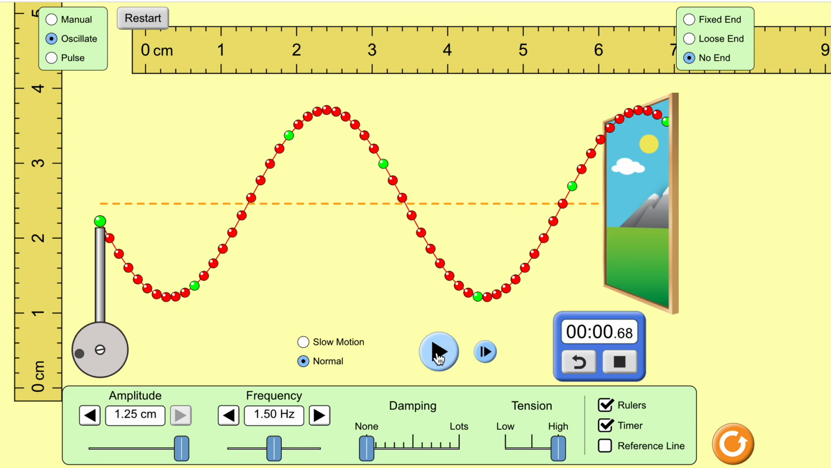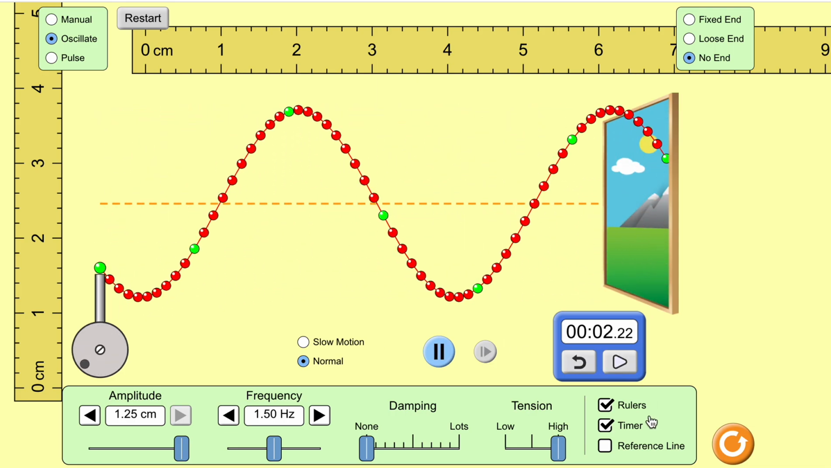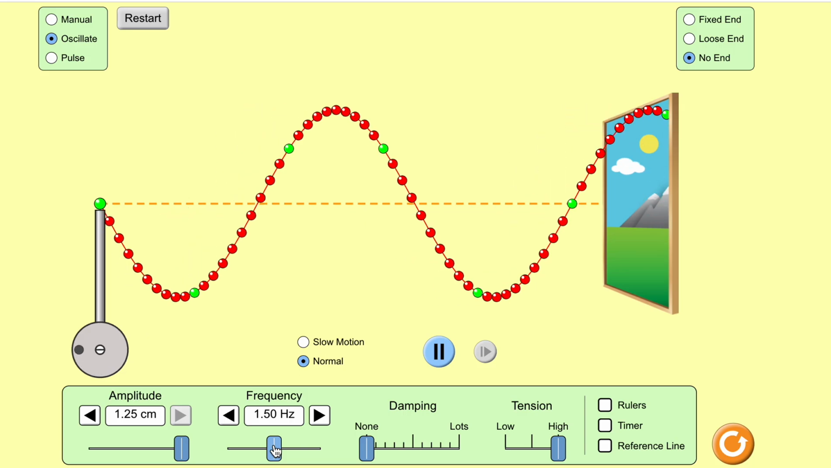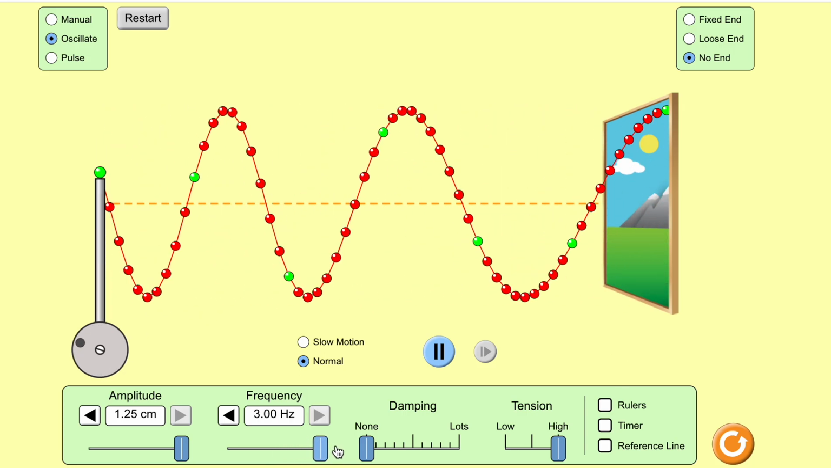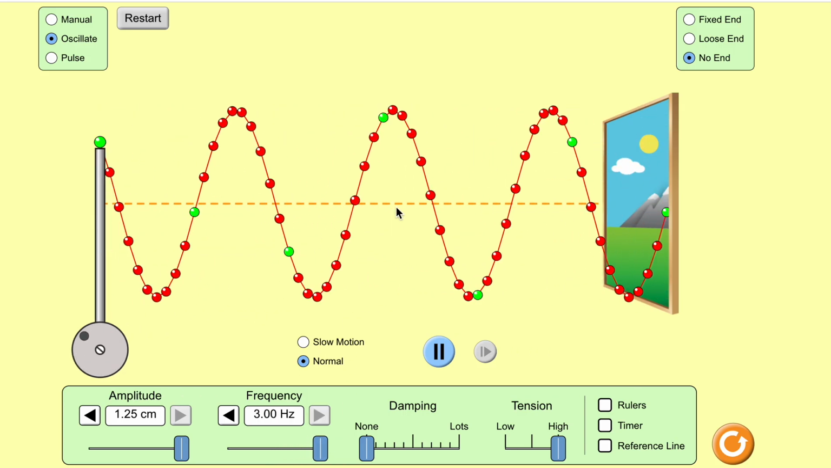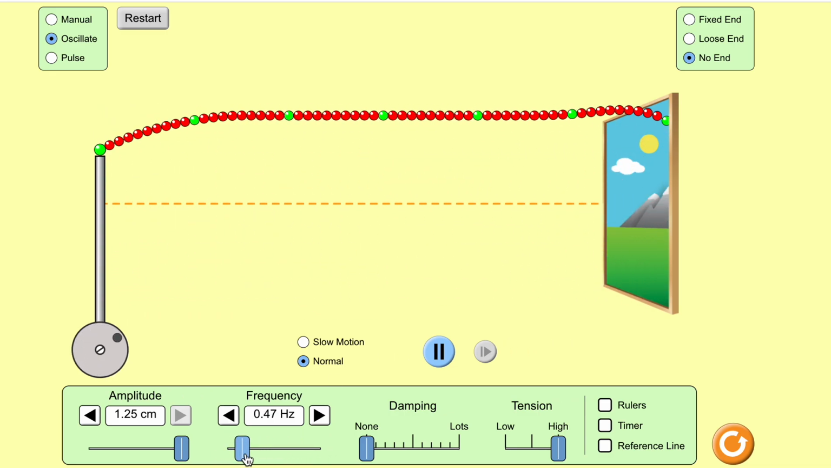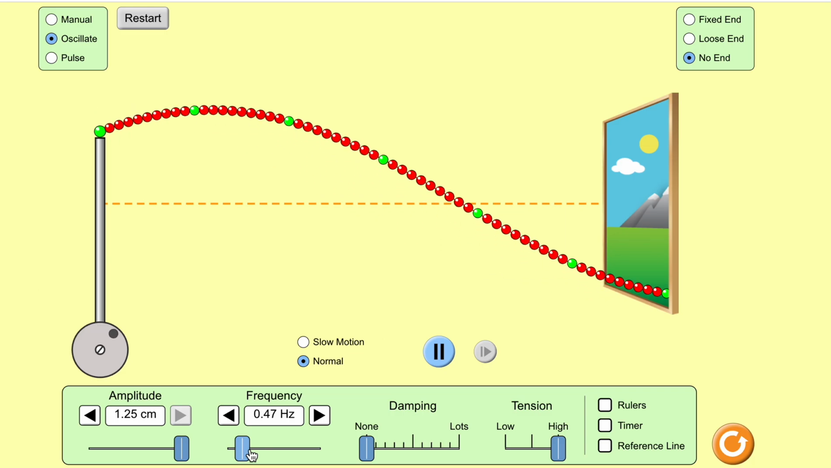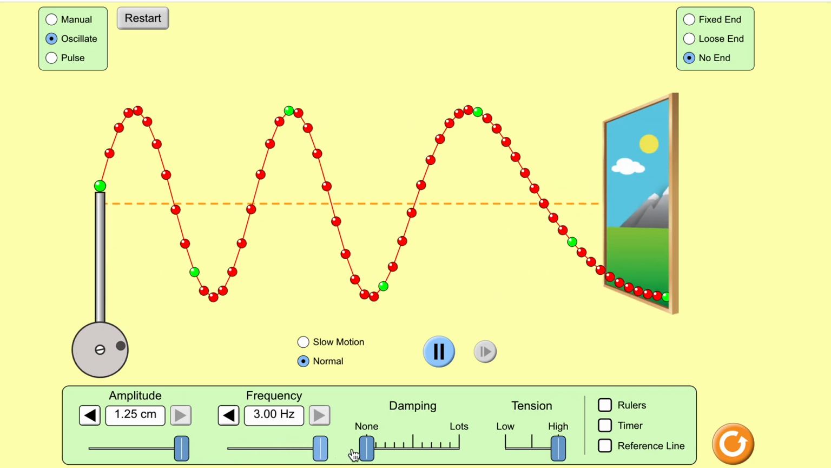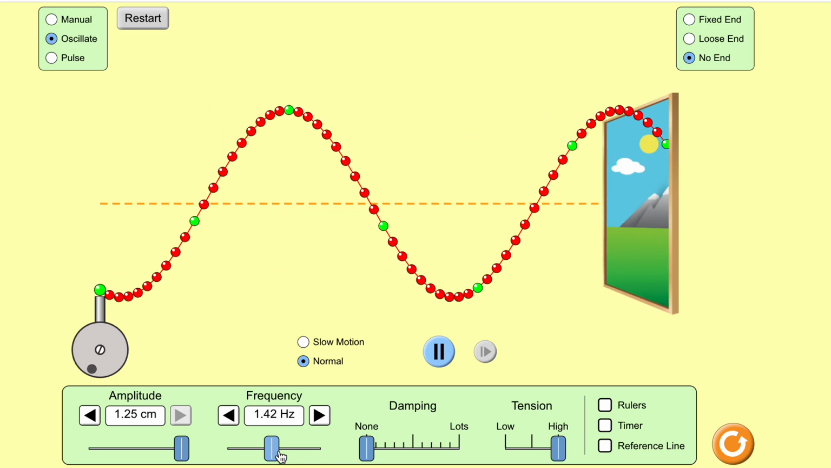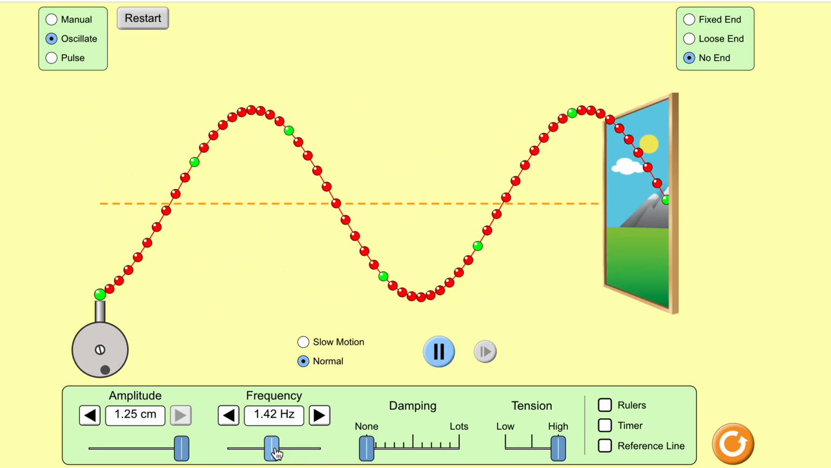I should say one more thing. Let me get rid of this and this. Okay. I do want to show you that if I increase the frequency, does everybody see how I did not change the wave speed? If I increase the frequency versus decreasing the frequency, does everybody see the wave speed doesn't change?